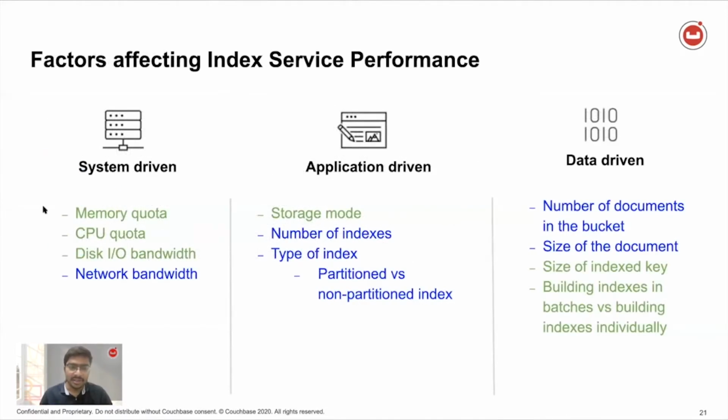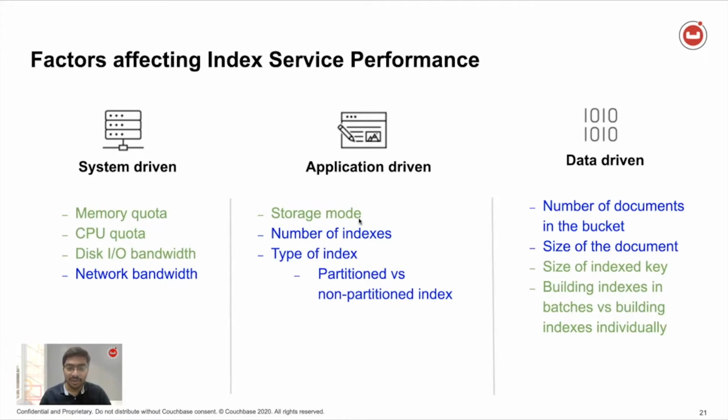Summarizing our discussion, we have covered the memory quota, CPU quota, and disk I/O bandwidth in the system-driven factors, and the recommended limits for these factors. Though we have not explicitly covered it, the network bandwidth has to be chosen such that it can handle the mutation rate coming from all the projectors to the indexer node. Also, with disk snapshotting on memory optimized storage, if the disk is over the network, we saw how it can impact the network bandwidth of the system.